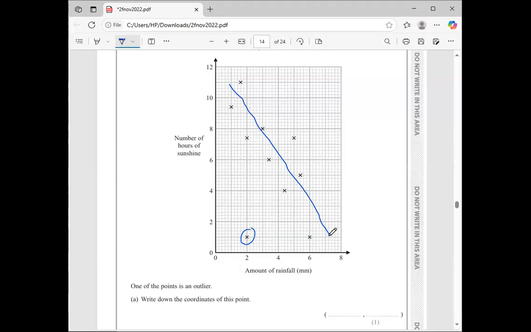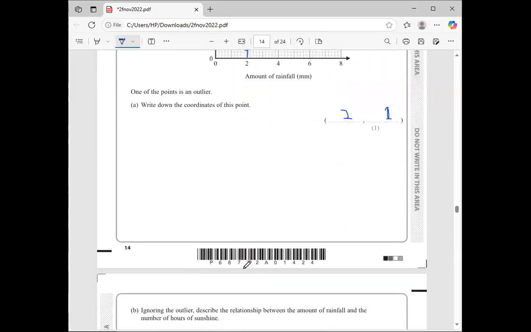Okay. So they said write down the coordinates for this point. And we usually do x before we do y. So that means x is what? 2 and y is 1. Are you good with that? Yes. 2 and 1. Okay. The next question.